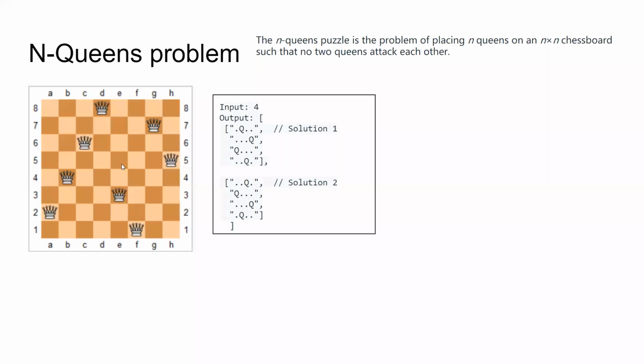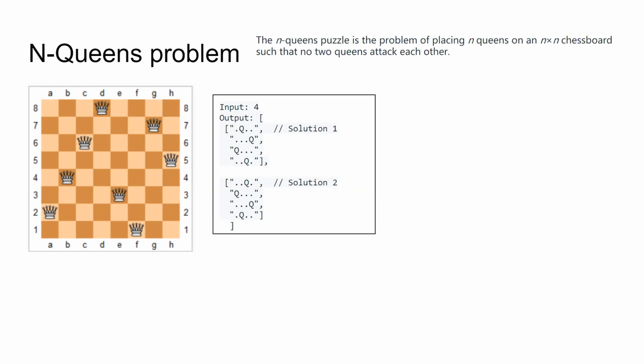Now there is a possibility that there might be multiple valid board configurations. So this is an example of a 4x4 chessboard where you have two valid configurations, right? So it depends on how many solutions you have.